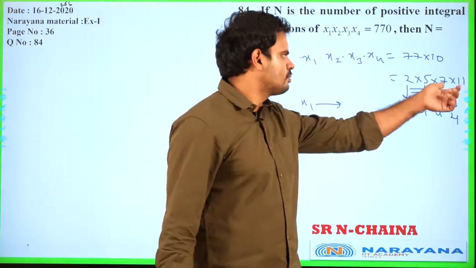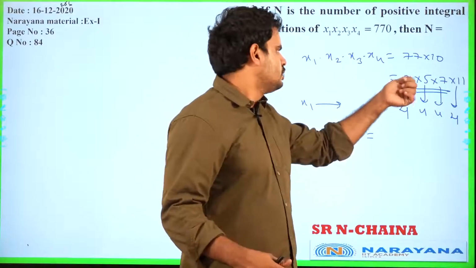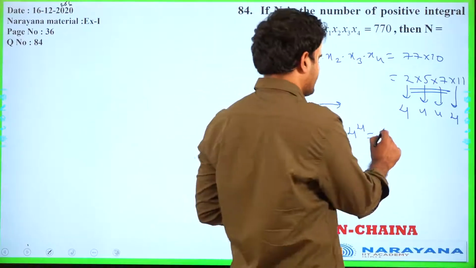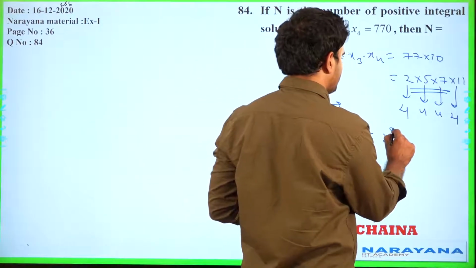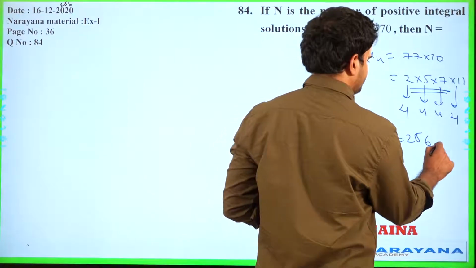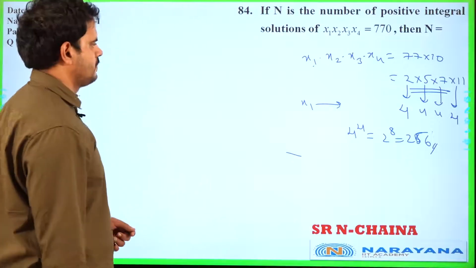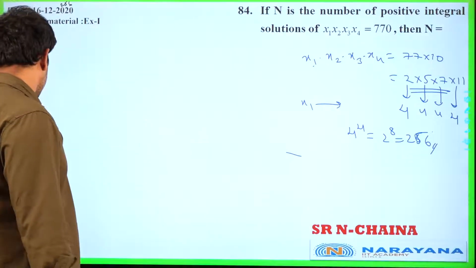See, I have 4 multiplications. 2 can take x1 or x2 or x3 or x4, any place. So what is the answer? It becomes 4 power 4. It is 2 power 8, which is 256. I hope everyone understood. Let me go with the next question.